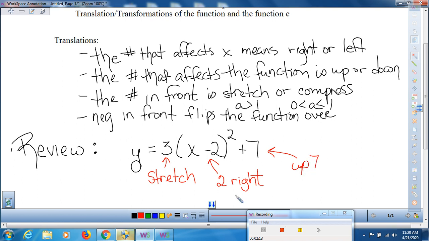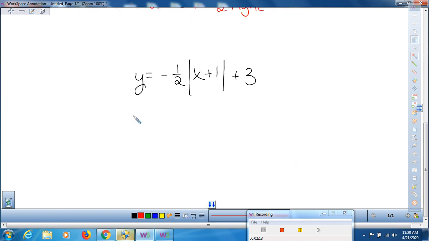Let's try one more. How about this one? y equals negative 1/2 the absolute value of x plus 1, plus 3. The negative is a flip. So this now has a V that opens down. The 1/2, of course, is a compress. So now this is a flatter V opening down. The x plus 1 tells us this goes to the left 1, and plus 3 means up 3.